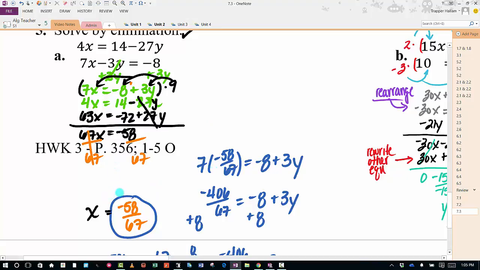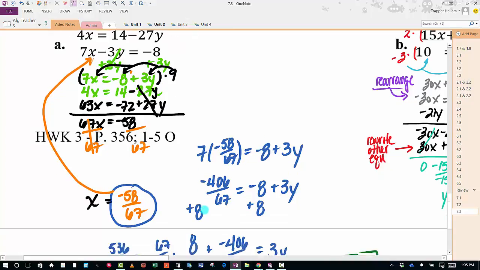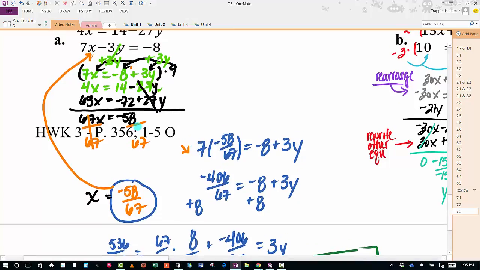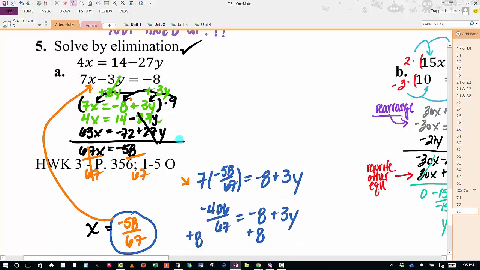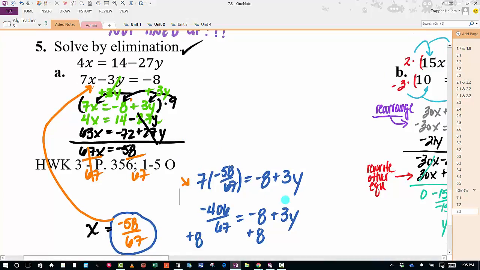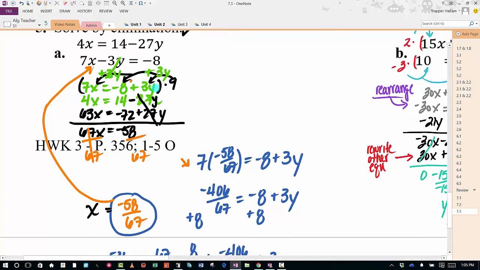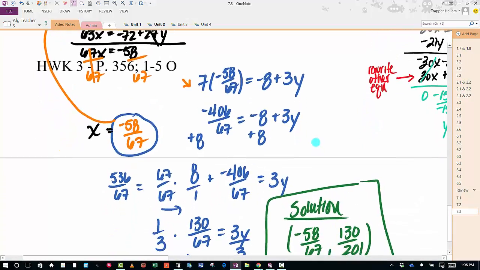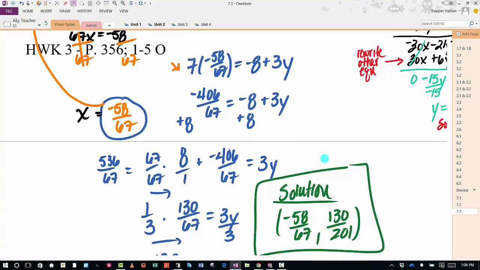I'll look over here at my previous work. It looks like I plugged it into the bottom equation. I have an x coordinate, so I'm going to plug it in for x. It goes right there. And then you'll see that this is where I start up at, right? So 7 times negative 58 67ths equals, looks like I plugged it into the one that I changed. So I used this one here. Which you shouldn't do. You should always go back to the original. That was a mistake on my part, but we'll go with it. And you can see my work from there. I'll let you pause as you need necessary.